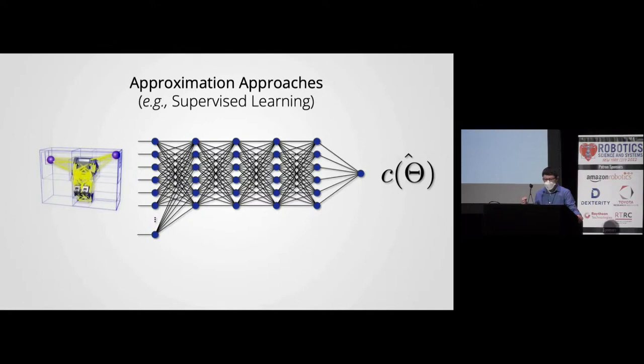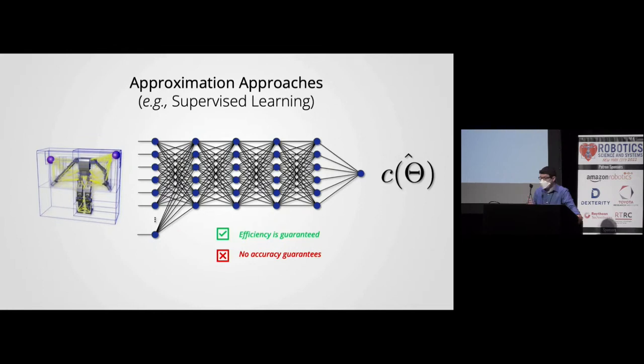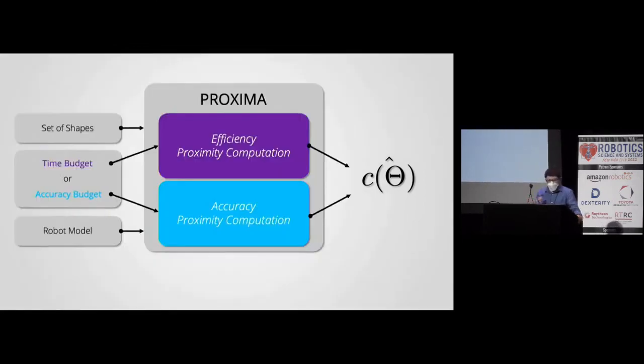Conversely, recent approaches have used supervised learning in order to train models that approximate proximity functions. These approaches have guaranteed efficiency as they just involve a single feed-forward pass through the model. However, the output value has no accuracy guarantees, and errors may be difficult to characterize or bound. In our work, we present a new approach for computing a collision proximity function for robot manipulators that formalizes a trade-off between efficiency and accuracy and provides an algorithm that gives control over it.